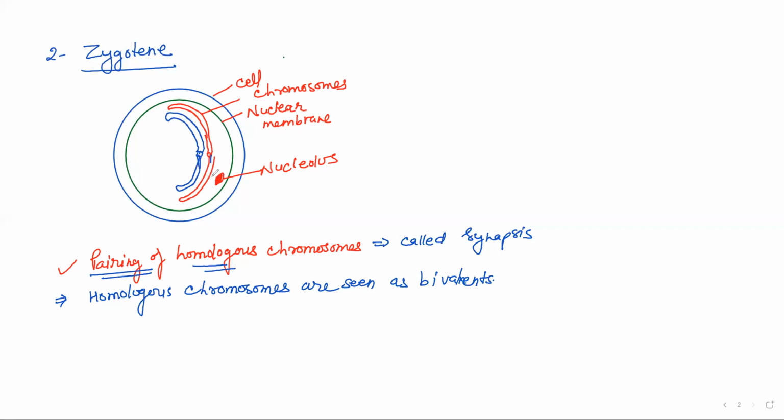Why does pairing happen? In between the chromosomes, to develop the attraction. And because of this attraction, a synaptonemal complex is formed here.